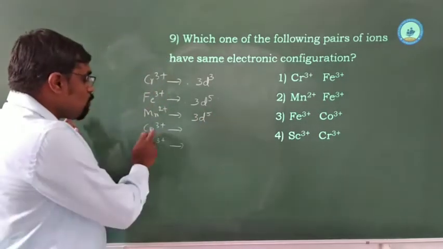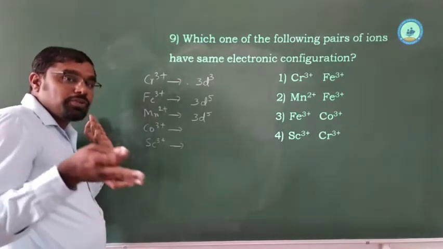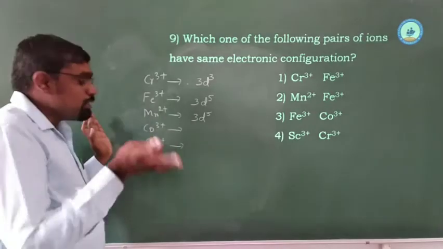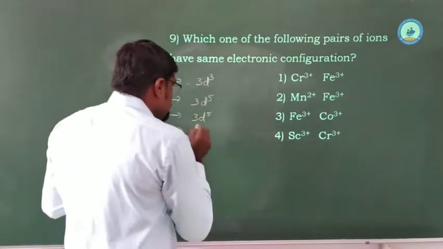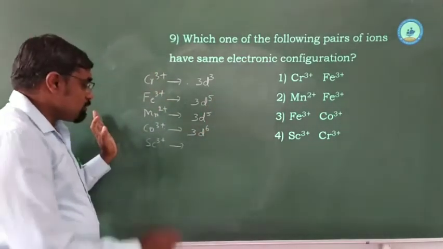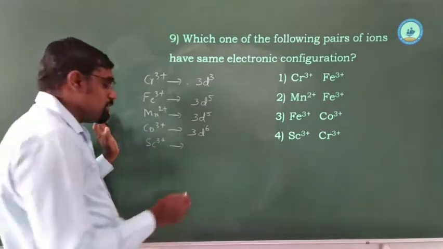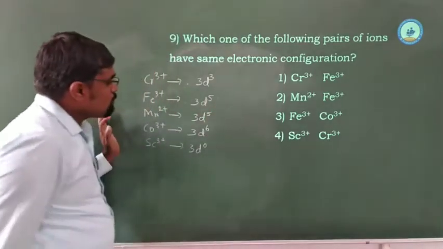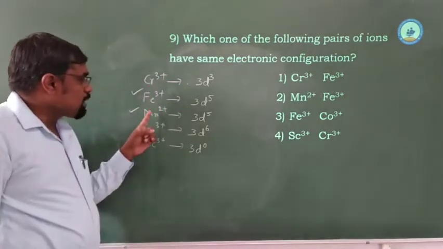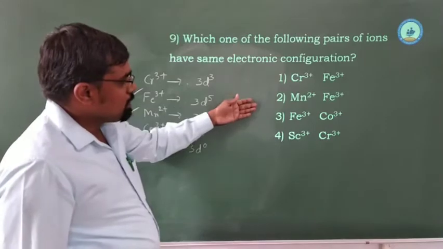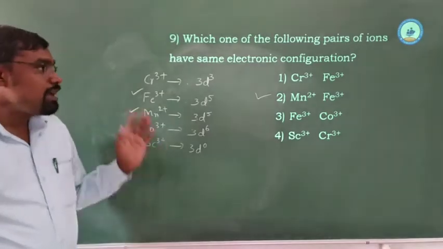And then cobalt 3 plus. You easily know that cobalt is 27. 3 plus means 2 electrons from the s, 1 electron from the d orbital. We get 3d6. And then scandium 3 plus. Scandium is 21. So 2 electrons from the s, 1 electron from the d. Now we see which are the ions having the same electronic configuration. Iron and manganese, where the combination is given. So in the second option, iron and manganese are given. So that is the answer.